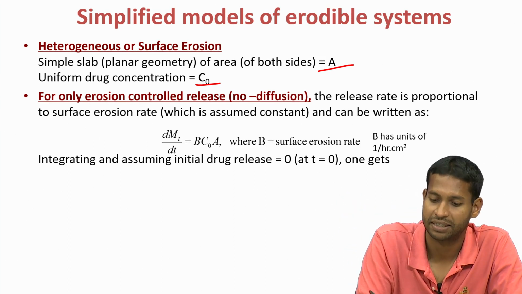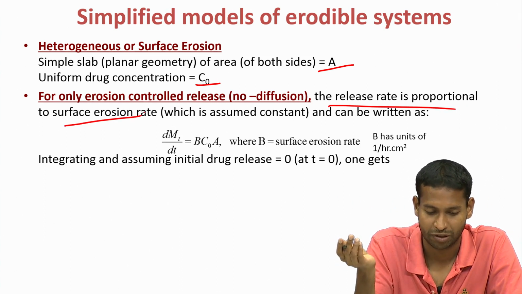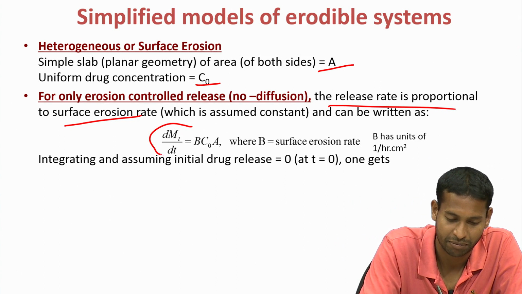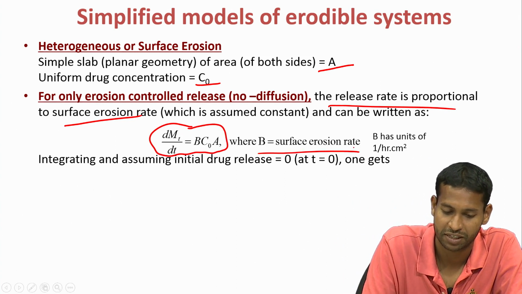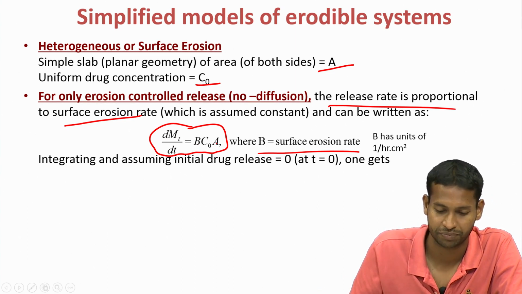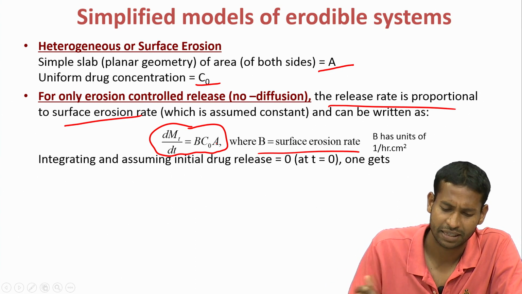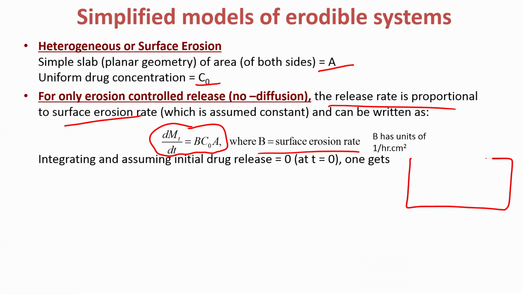So, then the release rate is essentially proportional to the erosion rate. So, the dM by dt is nothing but the surface erosion rate, which is defined here as B, times the concentration of the drug, and the area through which it is eroding. And remember this area is of course going to change over time. So, if I have a device initially which was this, and if its surface erodes into a device which is this, the area from which the drug is coming out has obviously changed.